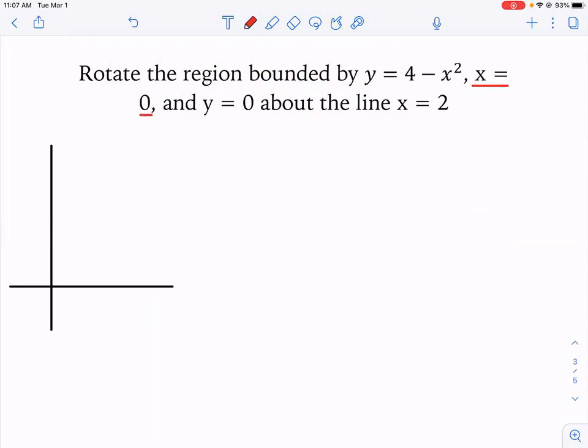So we have x equals 0, y equals 0, and y equals 4 minus x squared. Does that seem about right? Where is that parabola intersecting the positive x-axis?